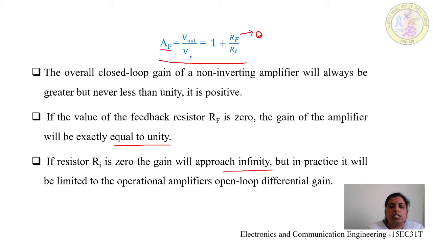But in practice, this voltage gain equal to infinity is applicable only to open loop differential amplifiers. Means in the open loop configuration we will have the infinite voltage gain. So this Rin is not equal to 0. So this is regarding the non-inverting amplifiers.